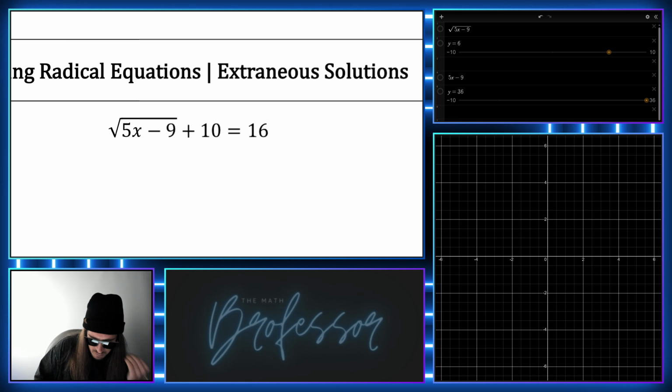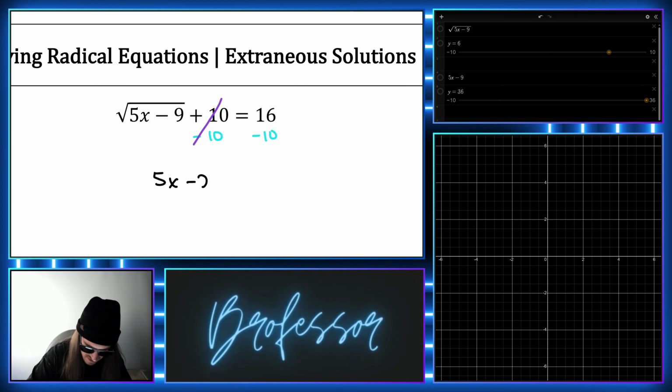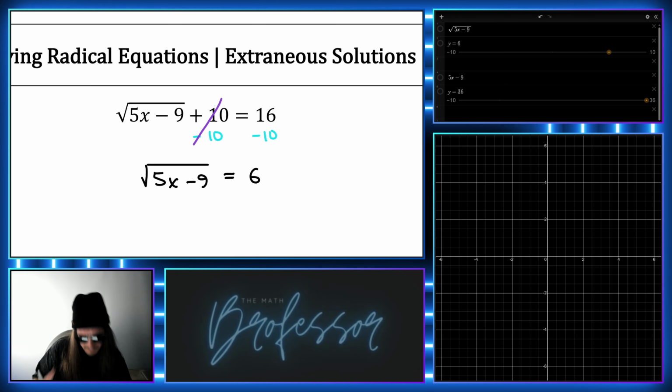So this radical equation can be solved like any normal equation by applying the inverse operations in reverse order. So the first thing I would do here is subtract 10 from both sides. And that would give us the square root of 5x minus 9 equals 6.